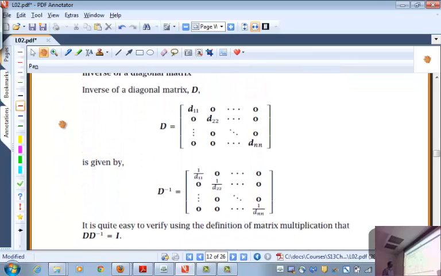Now, what is the inverse of a diagonal matrix? Remember, the definition of an inverse is that when you multiply it by the inverse, it should give you identity matrix. Okay, so the D inverse is simply 1 over D11, 1 over D22, etc. That's a very simple algorithm for finding the inverse. Okay, so that's what you need to do.